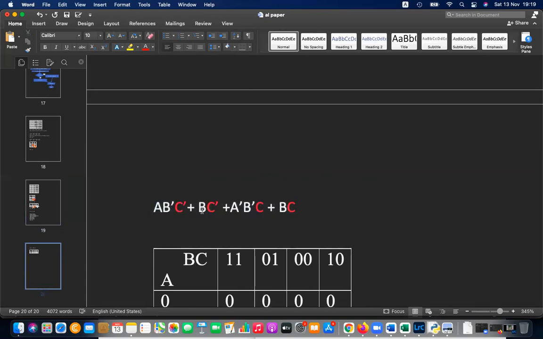Here I have BC, sorry, B C naught. I don't have A here, but I can put A here by using A or A naught, because A or A naught is 1, and 1 and something is something. So that will not do any change. Therefore I can add A naught here, and here also I can add A naught.